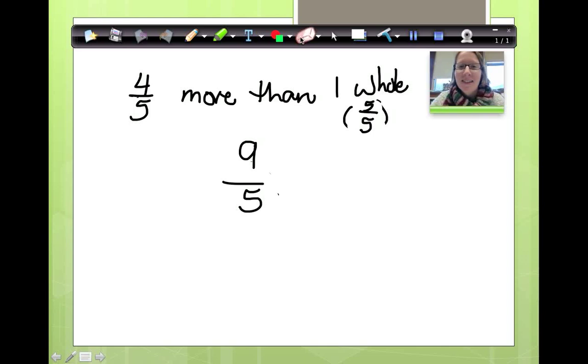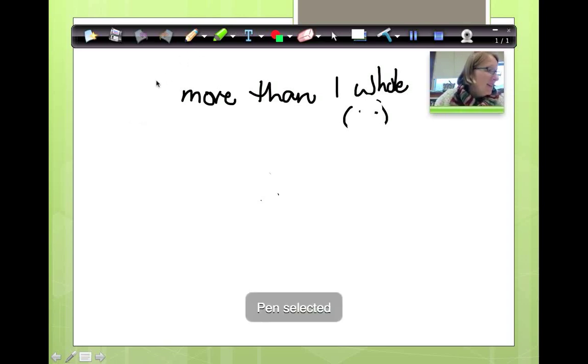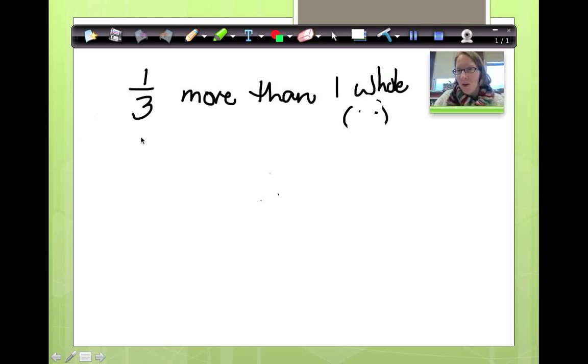Hey, let's do another one. Tricky. All this makes you think. Okay, now this time, what is 1/3 more than 1 whole? Well, I can't talk about fifths anymore. I'm talking about thirds. So what's a whole if I'm talking about thirds? 3/3 would be 1 whole. So what's 1/3 more? 1 plus 3 is 4. We're talking about thirds. Ooh, 1/3 more than 1 whole is 4/3.